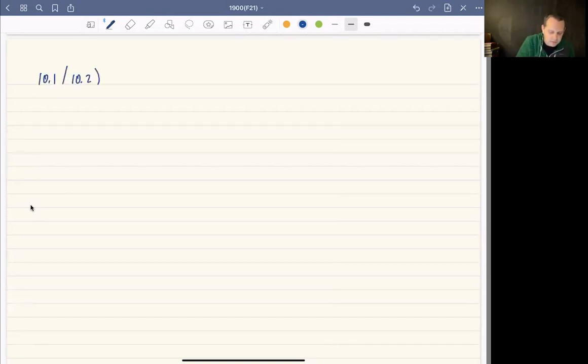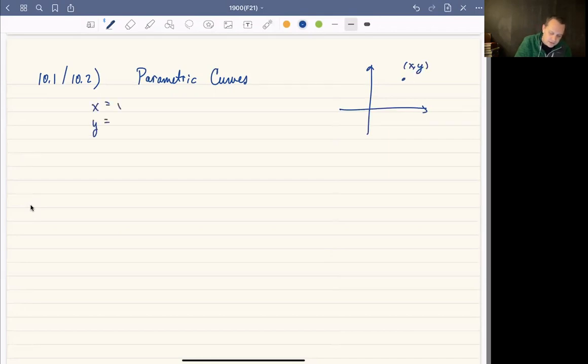Okay, so 10.1 and 10.2 are all about what are called parametric curves. In class, we talked about why we would want to do this, but there's good reasons why sometimes parametric curves are a little more natural to use rather than the usual curves. And what I mean by parametric curves: we're still going to talk about points in the plane as points x, y, but we're thinking of x and y not as functions of each other, but as functions of some other common parameter t, hence parametric equations.